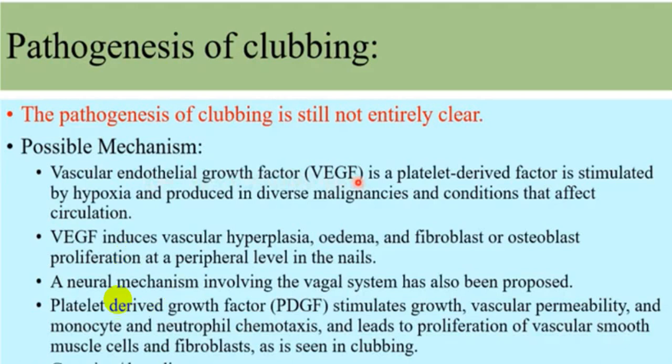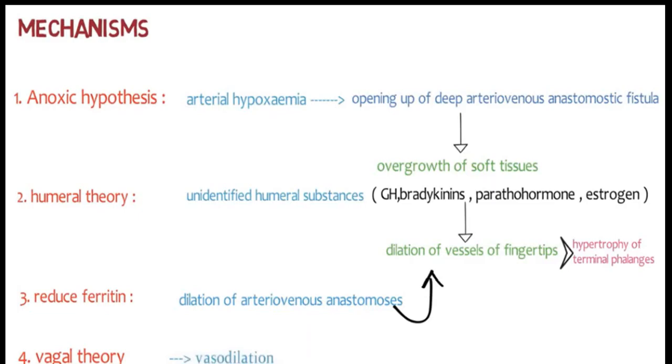A neural mechanism through the vagus system has also been proposed, and this platelet derived growth factor stimulates growth and increases vascular permeability. There is monocyte and neutrophil chemotaxis that leads to proliferation of vascular smooth muscle and fibroblasts, and results in clubbing. In genetic and hereditary forms, the exact mechanism is still not known.